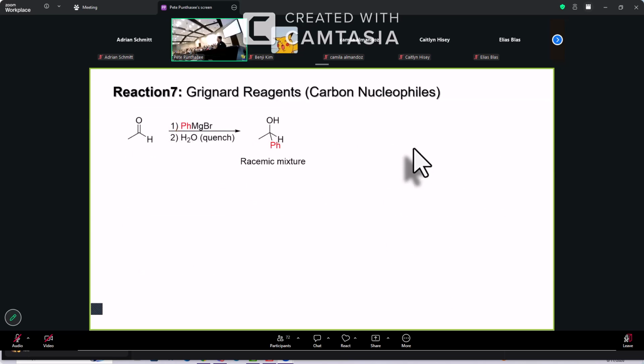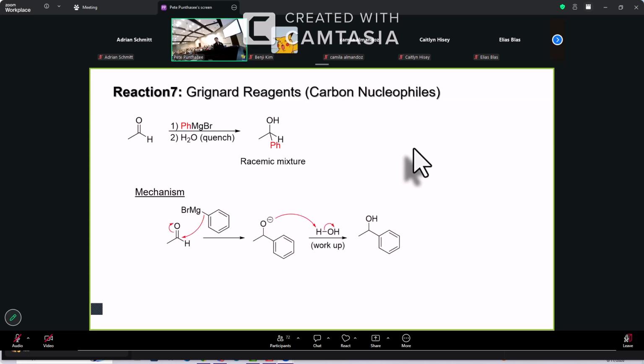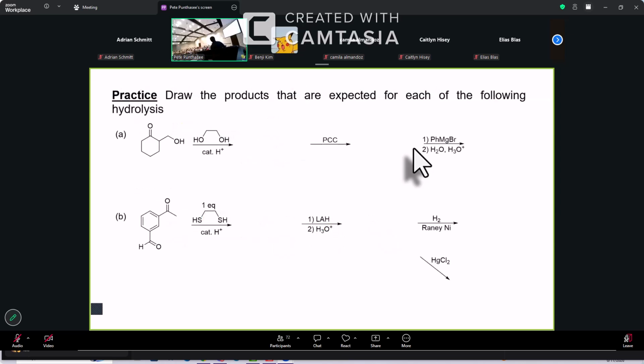So what do you do? Just like lithium aluminum hydride, we go from the bond attacking the carbonyl carbon, and then protonation. That's it. Give me the product. Let's go.